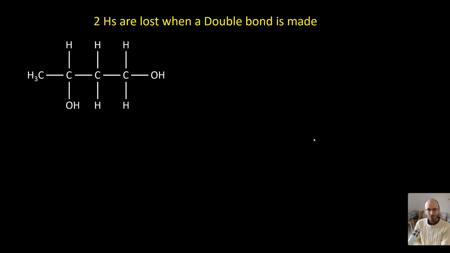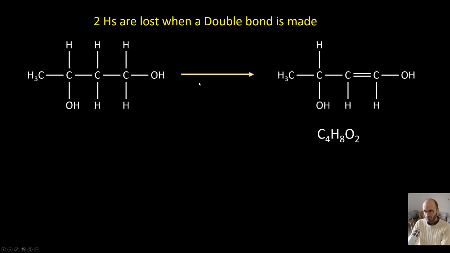When you make a double bond, the same thing happens. We are going to make a double bond between these 2 carbons. So again, if you don't take 2 hydrogens away, then these carbons just have too many bonds, so they have to go.